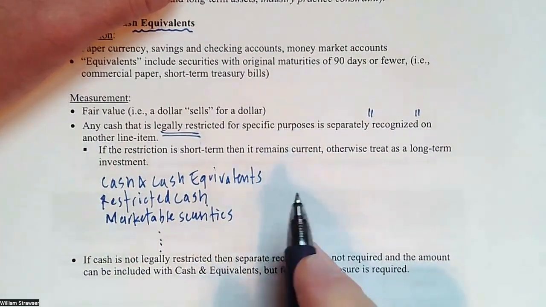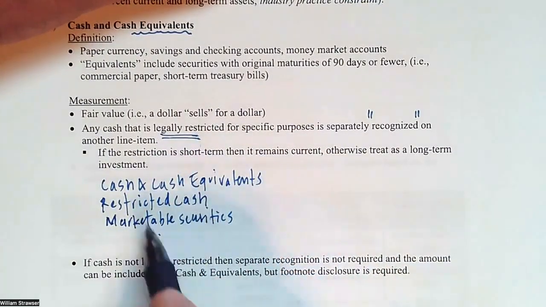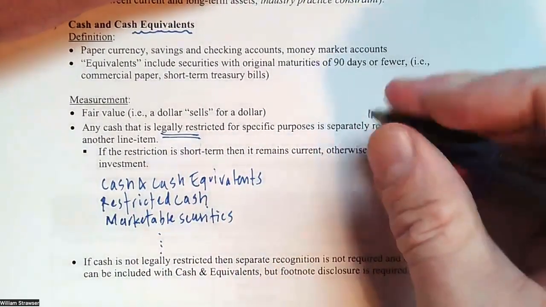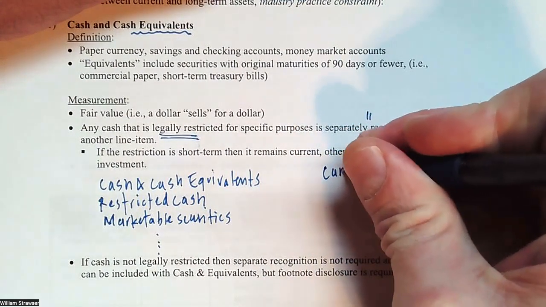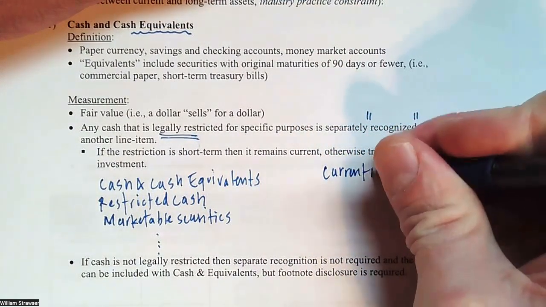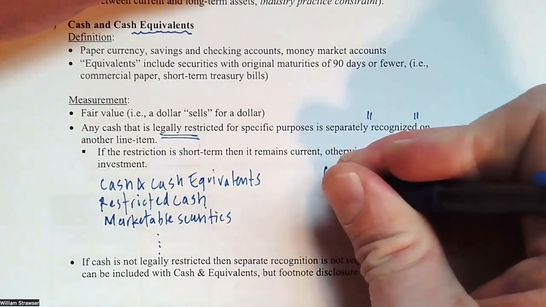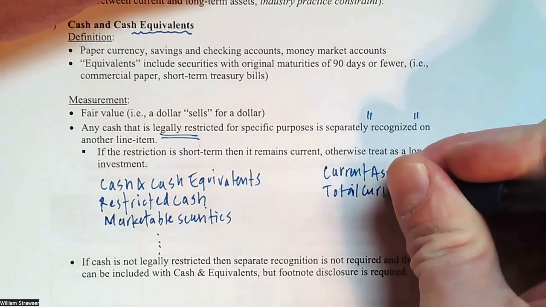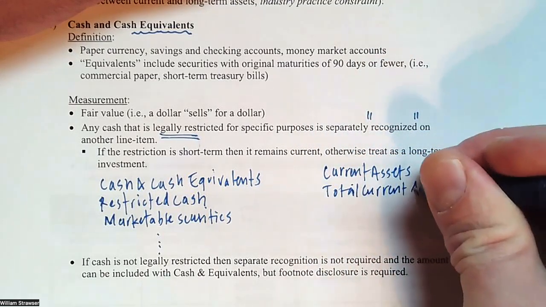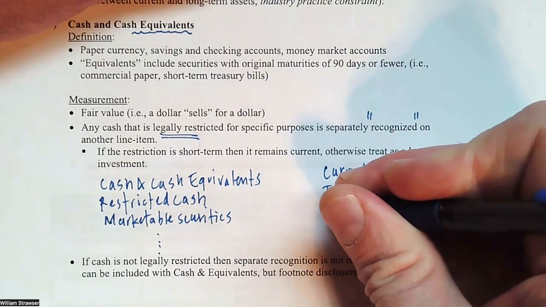If those restrictions are not short-term, right? If it's short-term, we still include it in current assets. But if it's not, then we'd have all of our current assets, including the unrestricted cash and cash equivalents. And then we total them out. And it would be classified as a long-term investment.